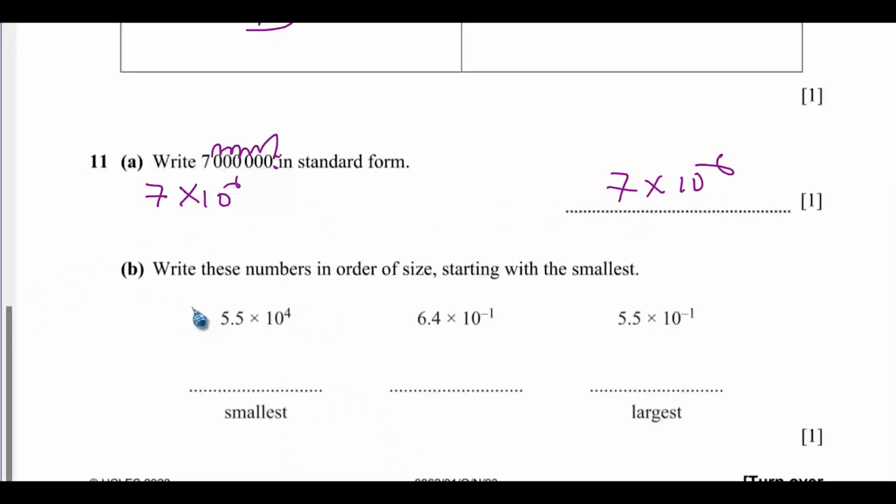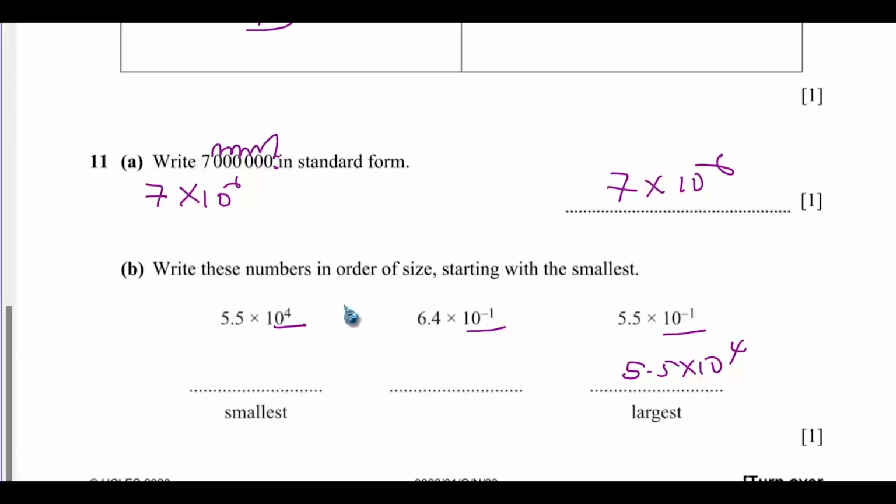So question 11b, write the numbers in order of size, starting with the smallest. So if you look at the numbers here, the powers, this is 10 to the power of 4, this is 10 to the power of -1, and this is 10 to the power of -1. So these two are the same. So this will be the highest one, 5.5 times 10 to the power of 4, because it's actually a large number.